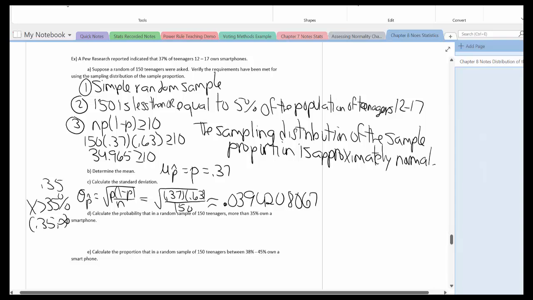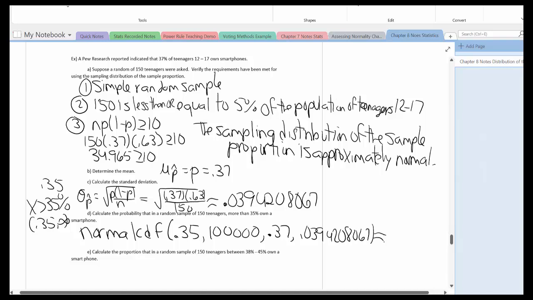So, now that we know that the sampling distribution of the sample proportion is approximately normal, this is, again, another normal CDF. So, normal CDF of 0.35, comma, 100,000, comma, now the p, which is 0.37, which is the mean, of course, and then the standard deviation. Rounding that to 4 decimal places, we get this.